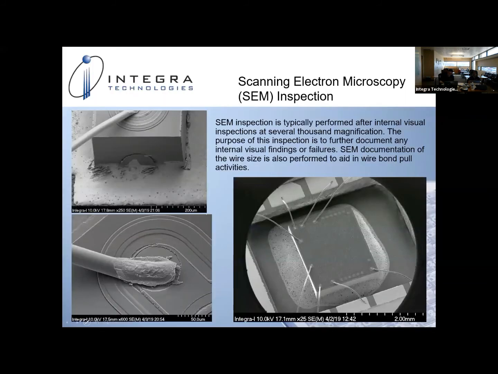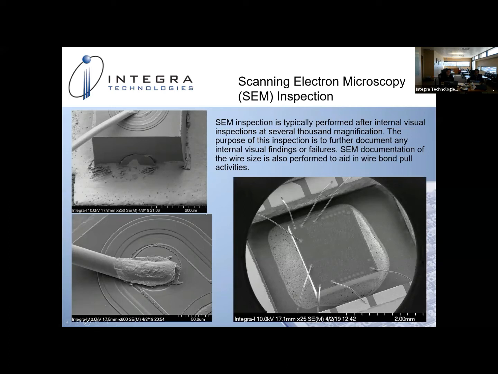So scanning electron microscopy, otherwise known as SEM. After we do delid and internal visual inspections, we move to what we call the SEM inspection. At this point, we're documenting the internal cavity of the device, the internal construction of the device if it's a plastic component. We're also looking at the bonds, something that you're not able to see optically.